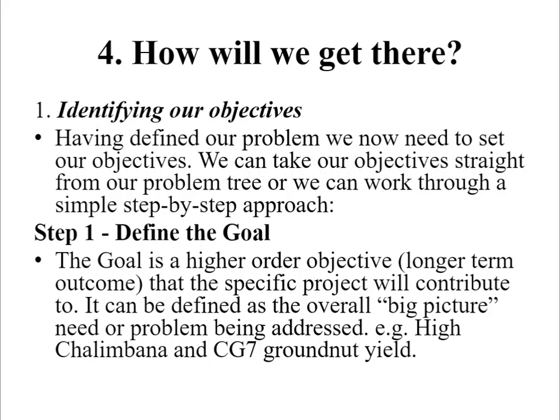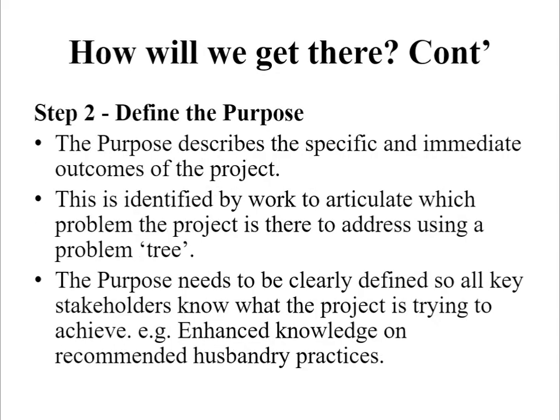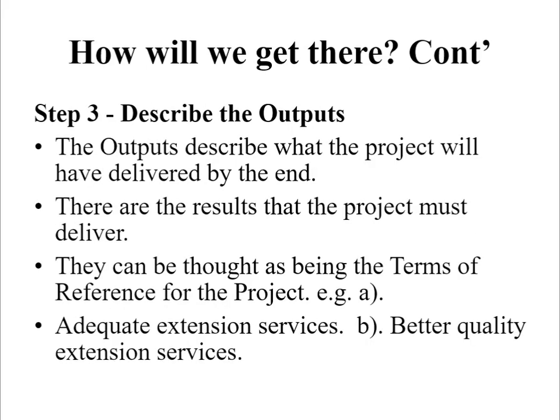For example, high Chalimbana and CG7 groundnut yield. Step two, we need to define the purpose. The purpose describes the specific and immediate outcomes of the project. This is identified by work to articulate which problem the project is there to address using a problem tree. The purpose needs to be clearly defined so that all key stakeholders know what the project is trying to achieve. For example, enhanced knowledge on recommended husbandry practices.